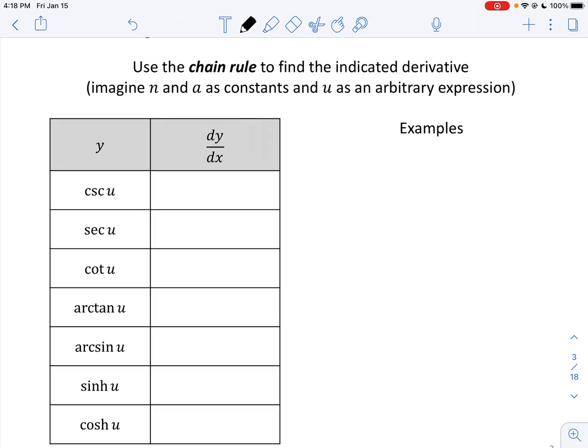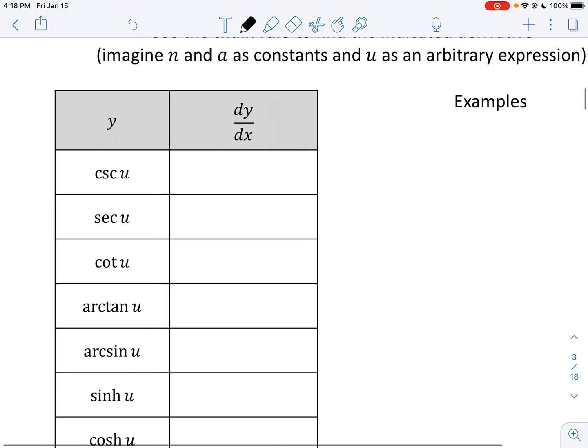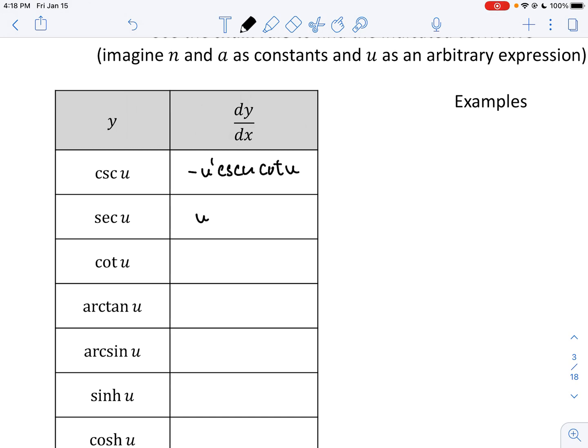I take it back. We are going to do the chain rule on the other ones too. We have the derivative of cosecant is negative cosecant cotangent, but then put a u prime in front of that. Negative u prime cosecant of u cotangent of u. Derivative of secant u is u prime secant u tangent u. Derivative of cotangent is negative u prime cosecant squared of u.